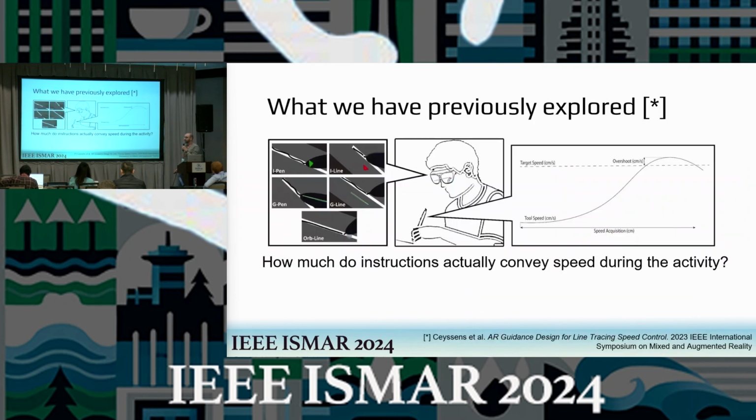Now, we actually have an ISMAR paper from last year that also explored this similar concept, and I have to quickly talk about it because this goes further on this. We looked there at the different types of instructions, like using faster and slower indicators, a graph to show what the speed is compared to what the ideal is, and then using an actual example of the speed that you can just follow.